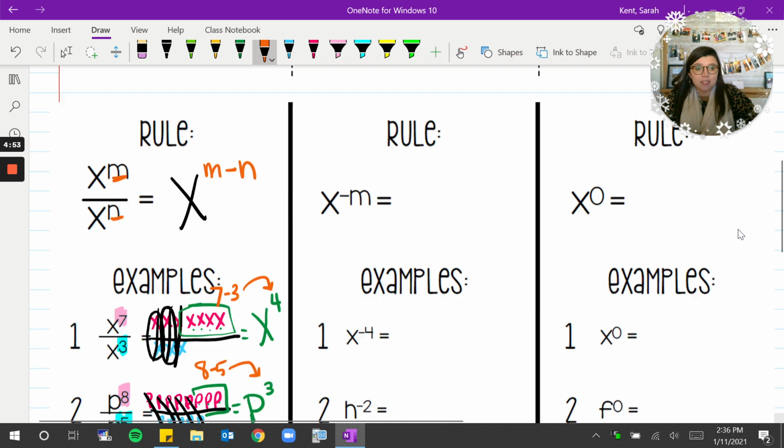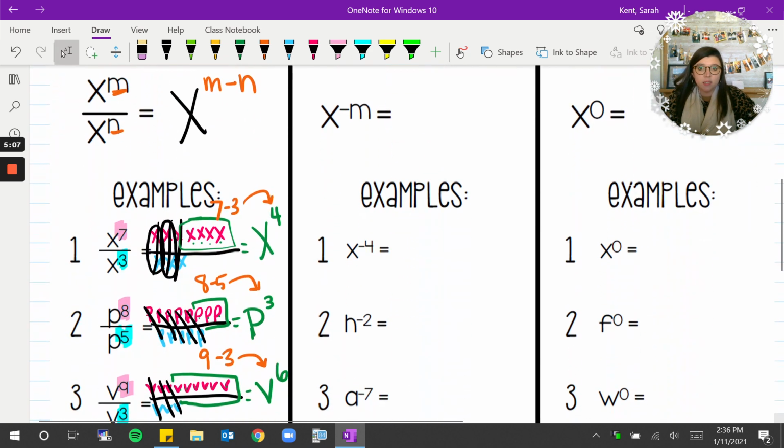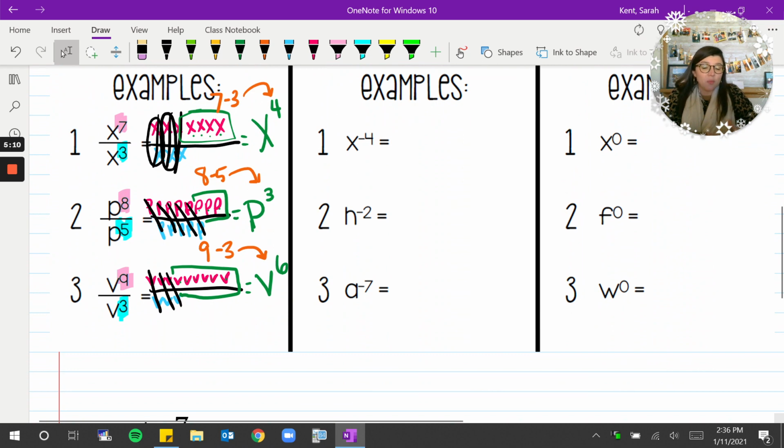All right, next we have a negative exponent. So this is when that exponent is going to be negative. It'll have our little negative in front. If you have a negative exponent, we can't have negative exponents. So if we look at number 1, it says x to the negative 4. We don't want that negative. So how we can fix it is by changing this to a fraction. If I flip this over and I put this over 1, x to the 4, now it's positive.